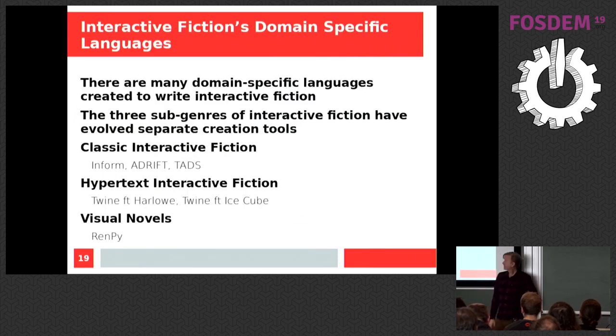So interactive fiction in the three genres has three domain-specific languages. Classic interactive fiction, you've got Inform, Adrift, and TADS. Inform, if you're interested in language design, is bonkers. I recommend you check out what Inform looks like. It's beautiful. It is an attempt to write something as close to English as possible, and it is very, very odd. Hypertext interactive fiction is almost entirely dominated by Twine, which has two scripting languages that are almost identical, Harlowe and SnowMan. I'm going to mostly be talking about Twine featuring Harlowe. And visual novels are often written in Ren'Py.